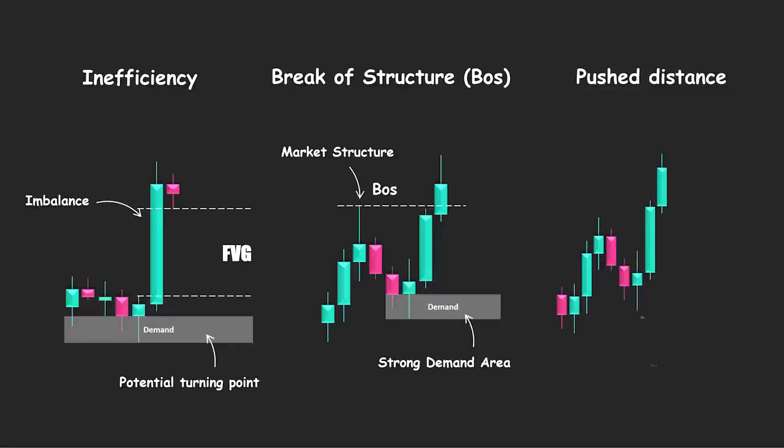The push distance refers to how far price moves away from the zone before returning. A larger push distance often signals a more significant rejection, making the zone stronger. By considering all these factors together, you can more effectively identify high-probability supply and demand zones for your trades.